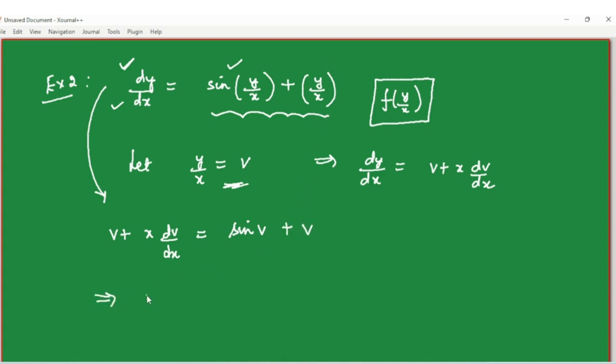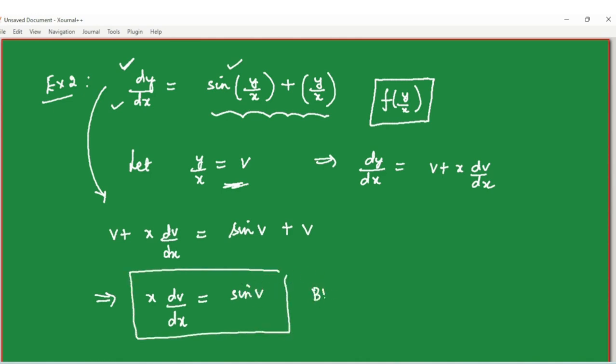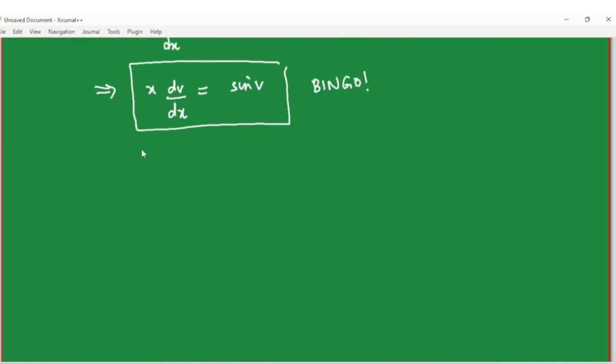Now simplifying it ahead, you get dv by dx times x is equal to v, cancels out with v, so that leaves a sine v on the right hand side, and you can see that it has become separable in v and x. So whenever we see a function of y by x on the right hand side, dy by dx equal to a function of y by x, it's always going to make the equation separable. If you put y by x as v, then it's going to become separable in v and x always. So let's solve it the separable way.